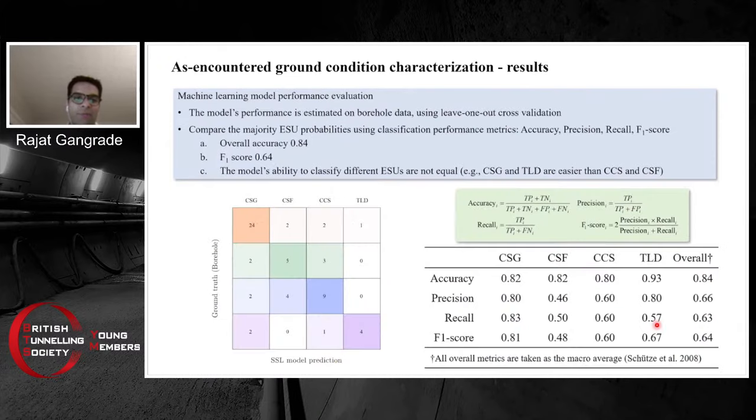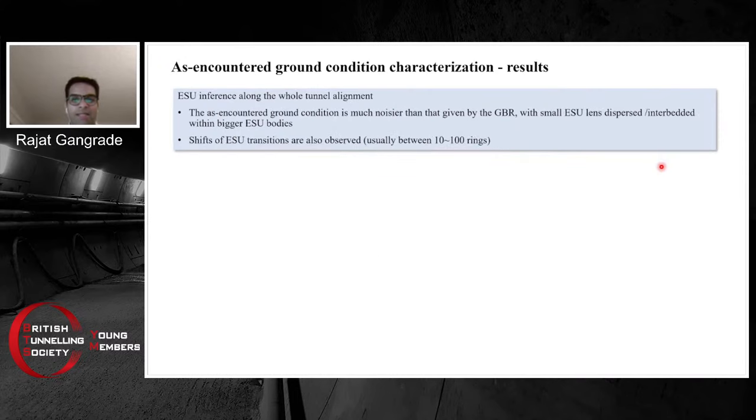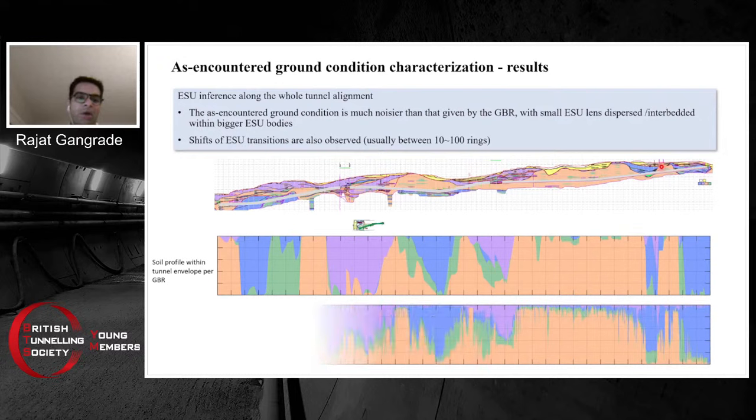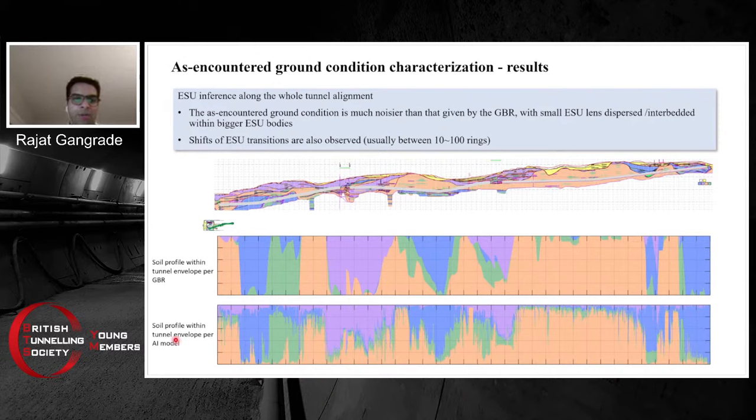This model was developed and was also evaluated for its accuracy versus the soil types encountered in the boreholes. Pretty decent on the accuracy and precision aspect. But there was a point where the soil types with higher proportion were easier to identify than the soil types with relatively lower proportion. So the as-encountered TBM model was used to paint a picture of what could be the encountered ground conditions using this AI model.